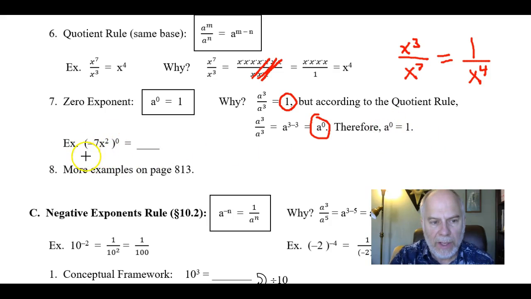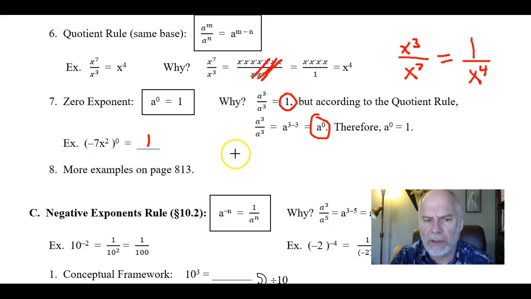So over here, I have this whole parentheses taken to the 0 power. And so since everything is inside the parentheses taken to the 0 power, that will equal 1. It doesn't even matter what x is, because everything's in parentheses taken to the 0 power, the whole thing will equal 1. Now there's more examples on page 813.